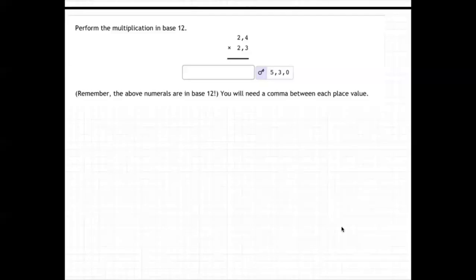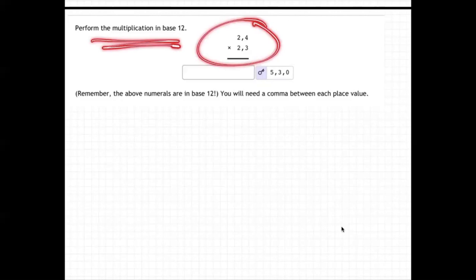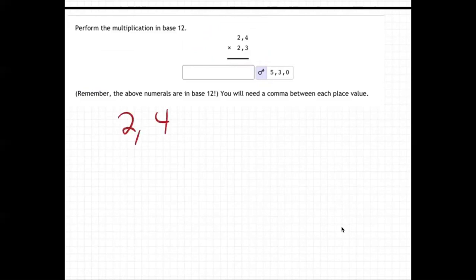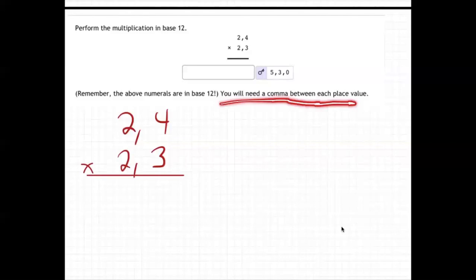Okay, so in this question, we're multiplying in base 12 right here. So how is that going to work? I'm going to bring the 2 down here, 2, 4, 2, 3. And we're multiplying. Now those commas, as it says right here, you will need a comma between each place value, because in base 12, you can have numbers in one spot as high as an 11. I think I'll show one of those in a minute, right after I do this one.